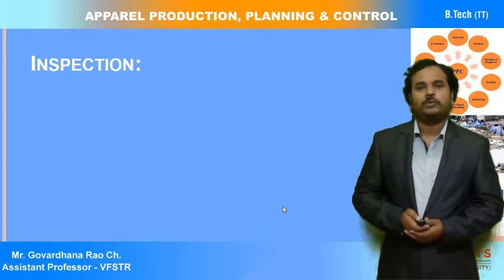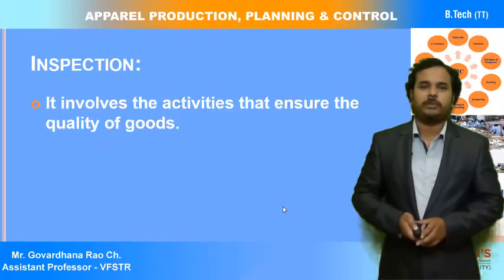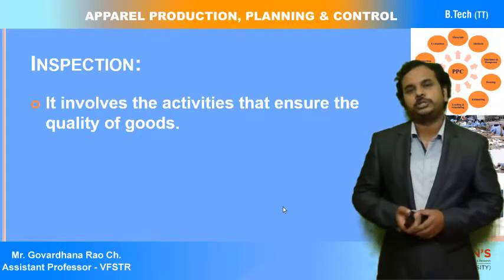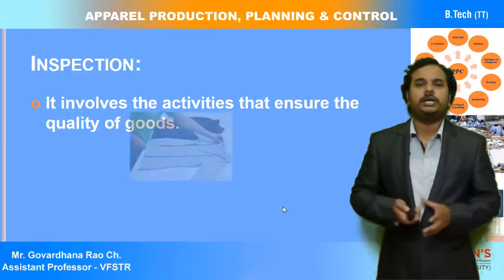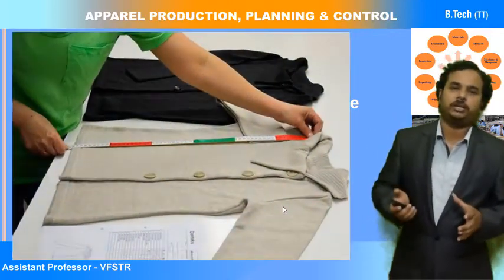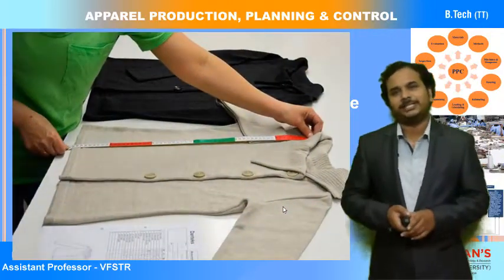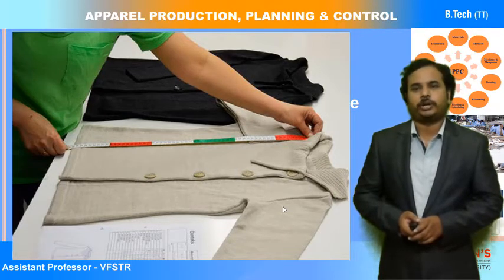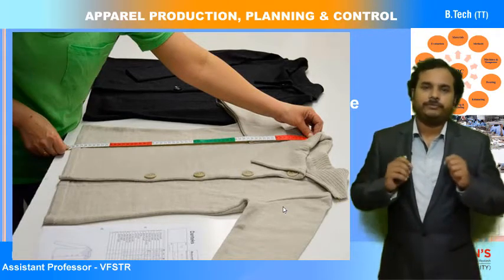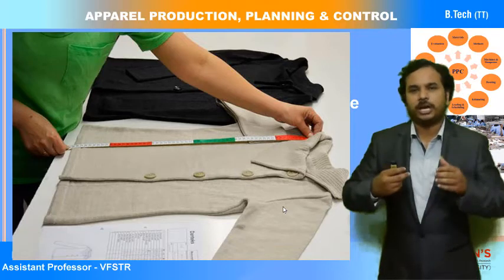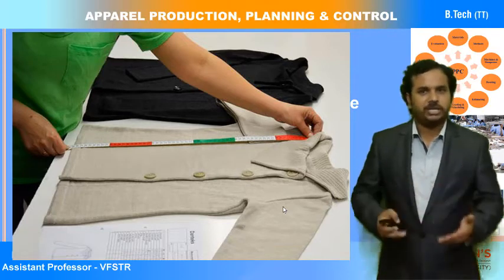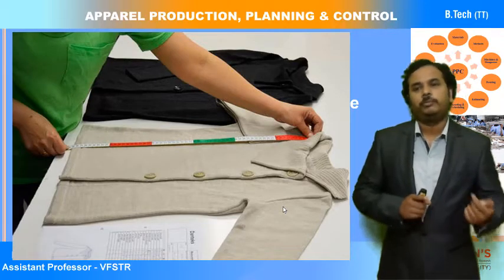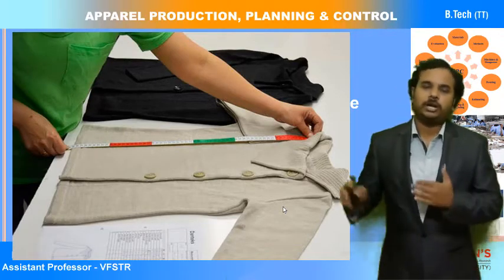After that we are going to inspect the garments which we have produced. It involves the activities that ensure the quality of the goods. The quality terms are different. One is the size. So they are going to check the garment size after the production, whether the sizes we are producing in the garment line match the customer requirement or not, before the bulk order completion.